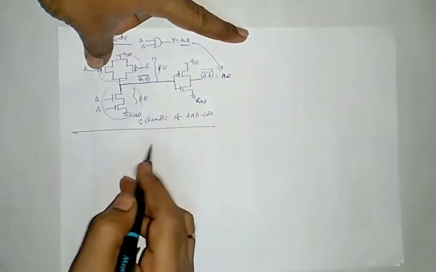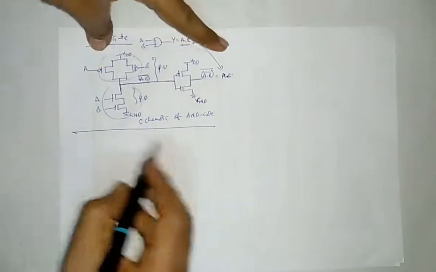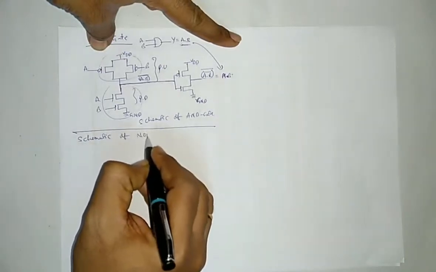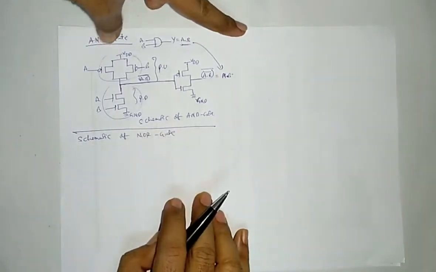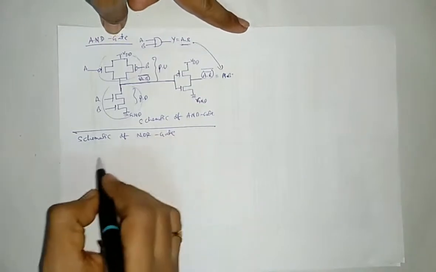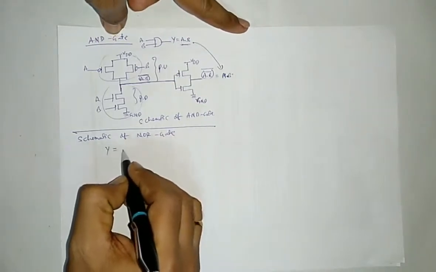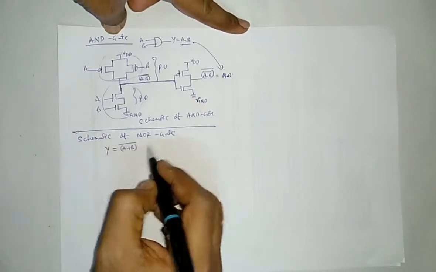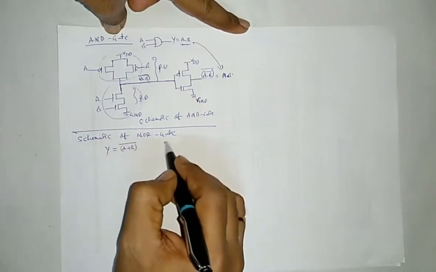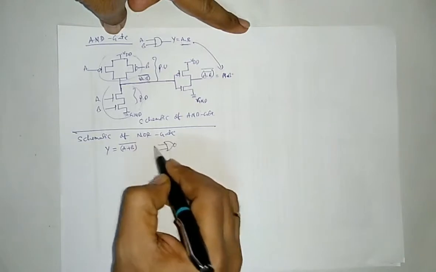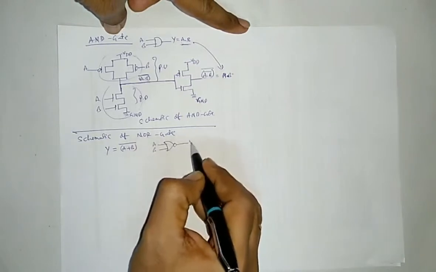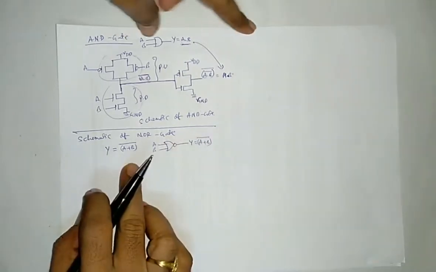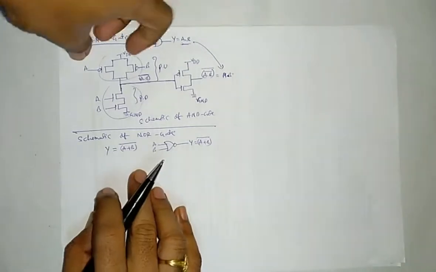Now we will draw the schematic of NOR gate. NOR gate means Y is equal to (A or B) whole bar. Complement of the sum term. And the logic symbol is this one, A, B. Here it is Y is equal to (A or B) whole bar. Here I will draw the pull-up and pull-down networks separately and explain.